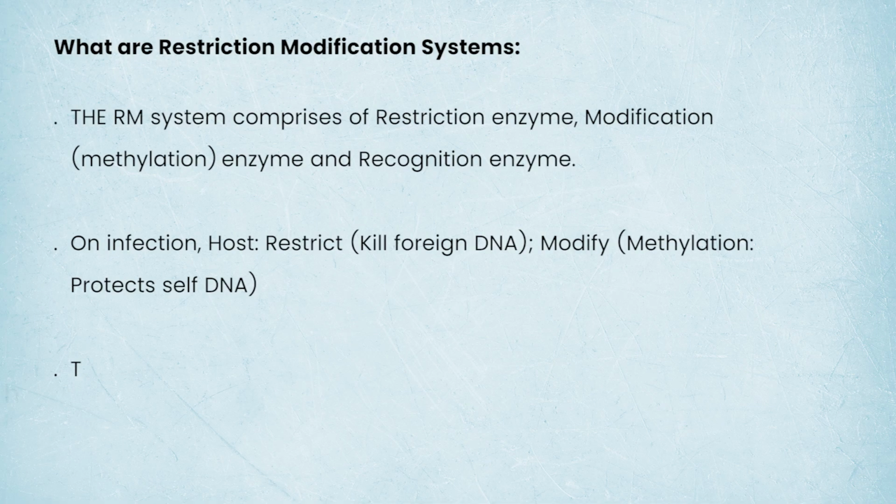That is how it restricts the foreign DNA from growing inside the bacterial cell, and at the same time it also modifies its own DNA, which means it is protecting its own DNA. Basically, the restriction enzymes are endonuclease enzymes. So, there are two enzymes we are going to talk about. One is the restriction enzyme, called the endonuclease, which will cleave any foreign DNA material, restricting the foreign DNA, but at the same time the cell is protecting its own DNA.